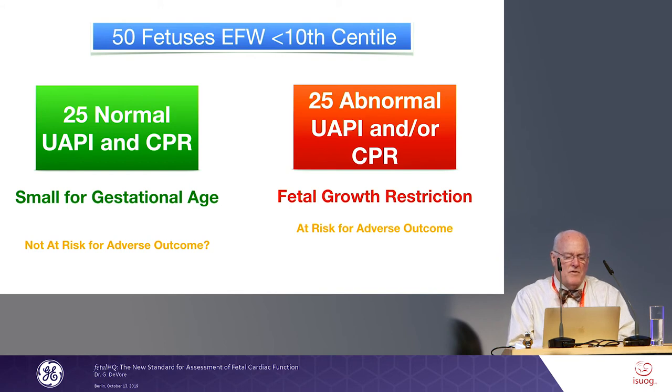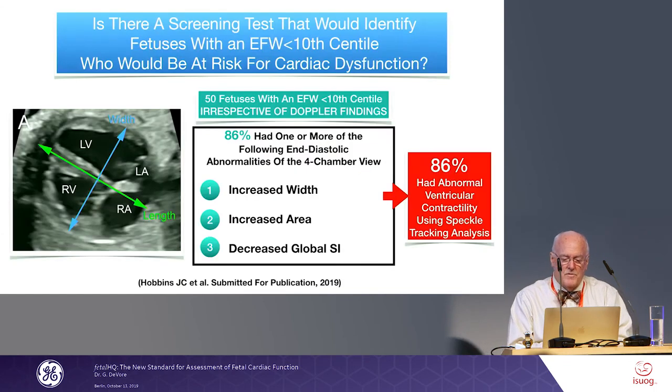So we had 25 fetuses that had a normal umbilical artery and CPR. By definition, that would be small for gestational age. We had 25 fetuses that were growth restricted by definition. And so it's believed that these have a higher risk for adverse outcome, and these may not. So our interest was, okay, we've done the classification. What did we find if we looked at the heart of these fetuses? Well, let's look at first the entire group.